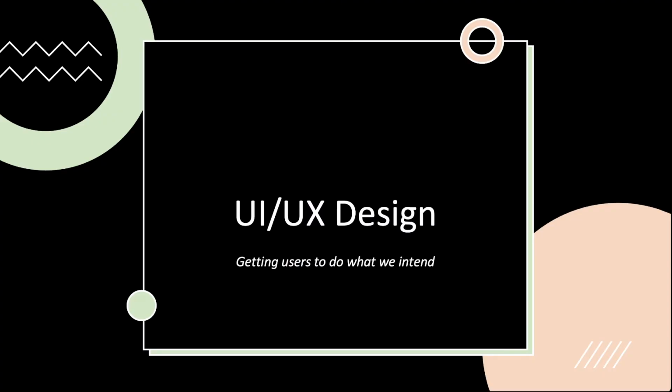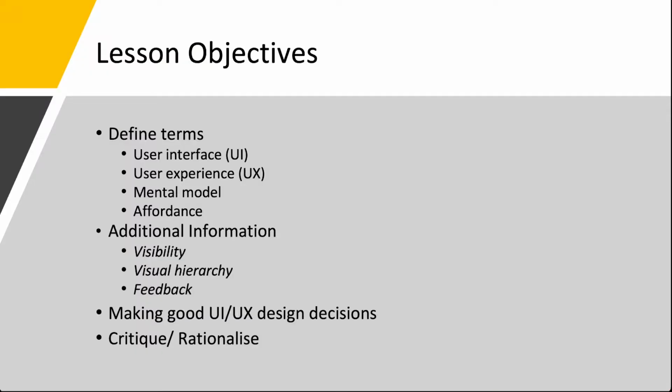So what exactly is UI UX design? It's getting users to do what we want them to do. Some terms we need to define later, and then we just go through this. We will talk about the mental model and affordance in the second lecture, the UI. And this is also in the second lecture as well. Today, the first part, we just talk about user experience.